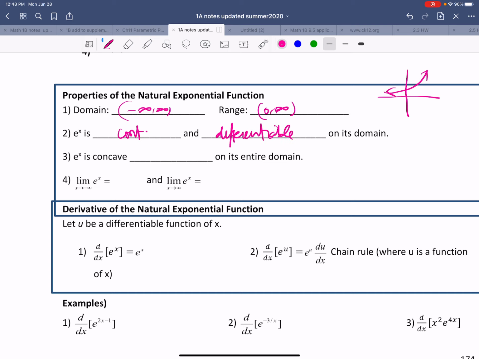E to the power x is going to be concave up. We will talk about concavity soon. Concave up looks like this, concave down looks like this. So e to the power x is concave up on the entire domain.